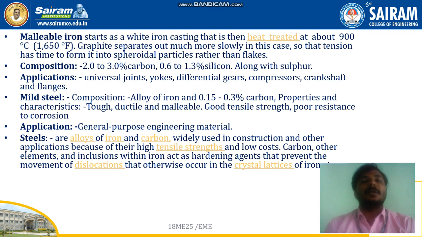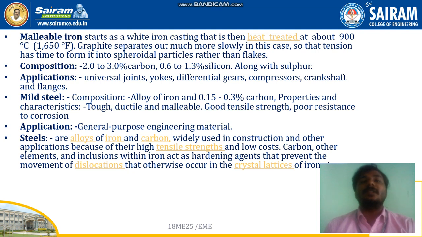The next type of iron is malleable iron. It is a casting that is heated to about 900 degrees Celsius. When you heat this malleable iron above 900 degrees Celsius, the graphite separates out much more slowly, so the tension has no time to form spherical particles rather than flakes. So after heating, the flakes start forming at 900 degrees Celsius.